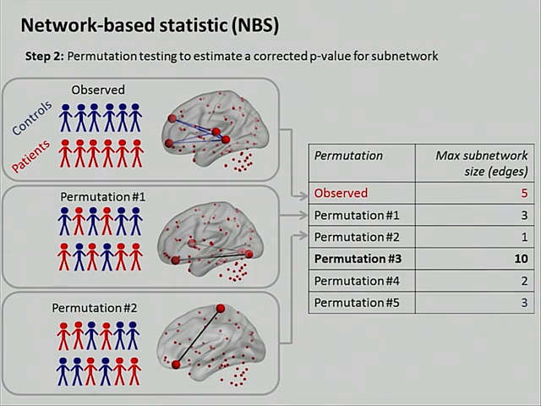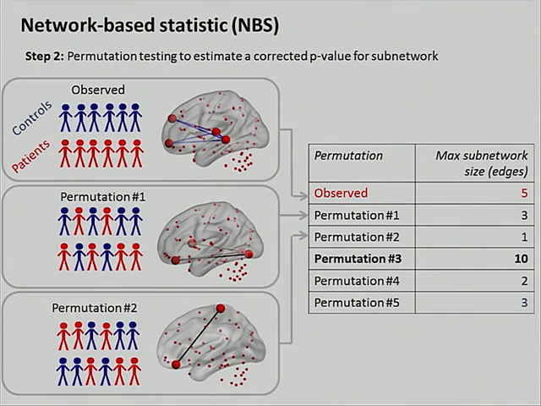I won't spend too much time on permutation testing, but in effect we generate multiple permutations, thousands of permutations, and for each permutation we swap the labels between patients and controls. We can do this simply by tossing a coin. If the coin lands on heads, we swap the patient's data with the control's data. It's as if the research assistant perhaps screwed up and labelled the data incorrectly. In contrast, if the coin lands on tails, we leave the data as it is.